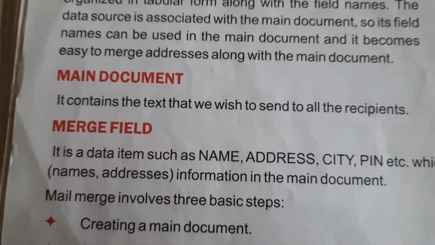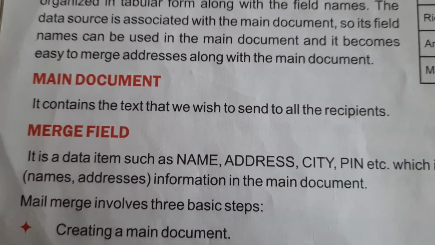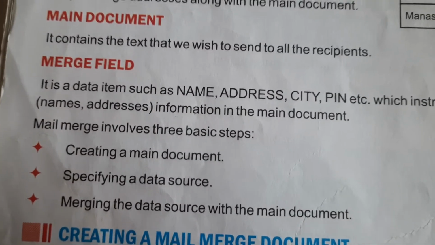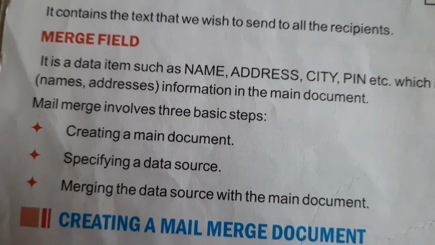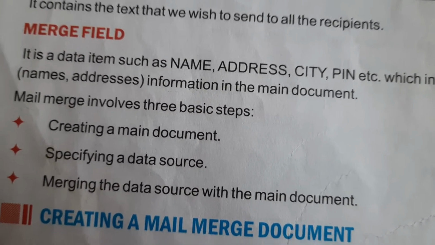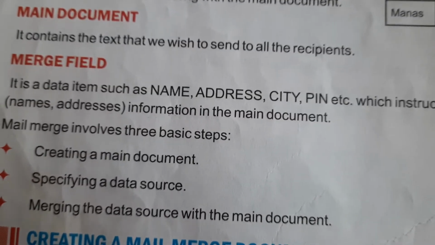Now what is a main document? It contains the text that we wish to send to all the recipients. Next is merge field. It is a data item such as name, address, city, PIN, etc., which instructs MS Word where to insert the data source in the main document.